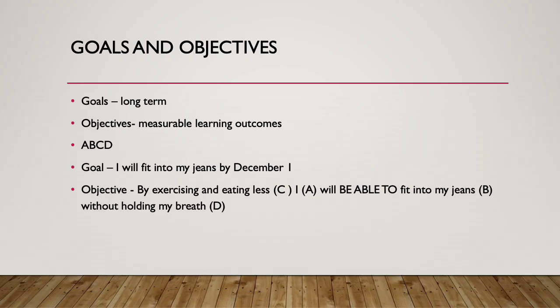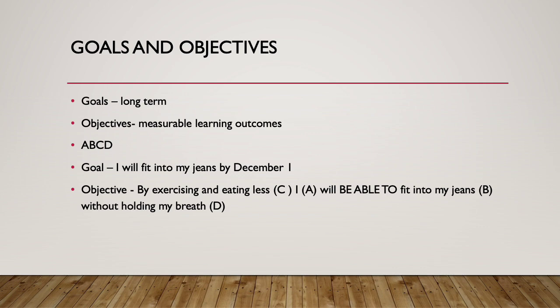An example: my goal is I will fit into my jeans by December 1. That's a goal, right? It's measurable. If I can fit into them, I met my goal. It's pretty general though. My objective is by exercising and eating less, that's my condition for trying to fit into my jeans. I'm the audience. For yours, it'll be the students. It'll be I will be able to fit into my jeans. That's my behavior, without holding my breath. That's the degree. If I can fit into my jeans without holding my breath by December, I have met my objective.